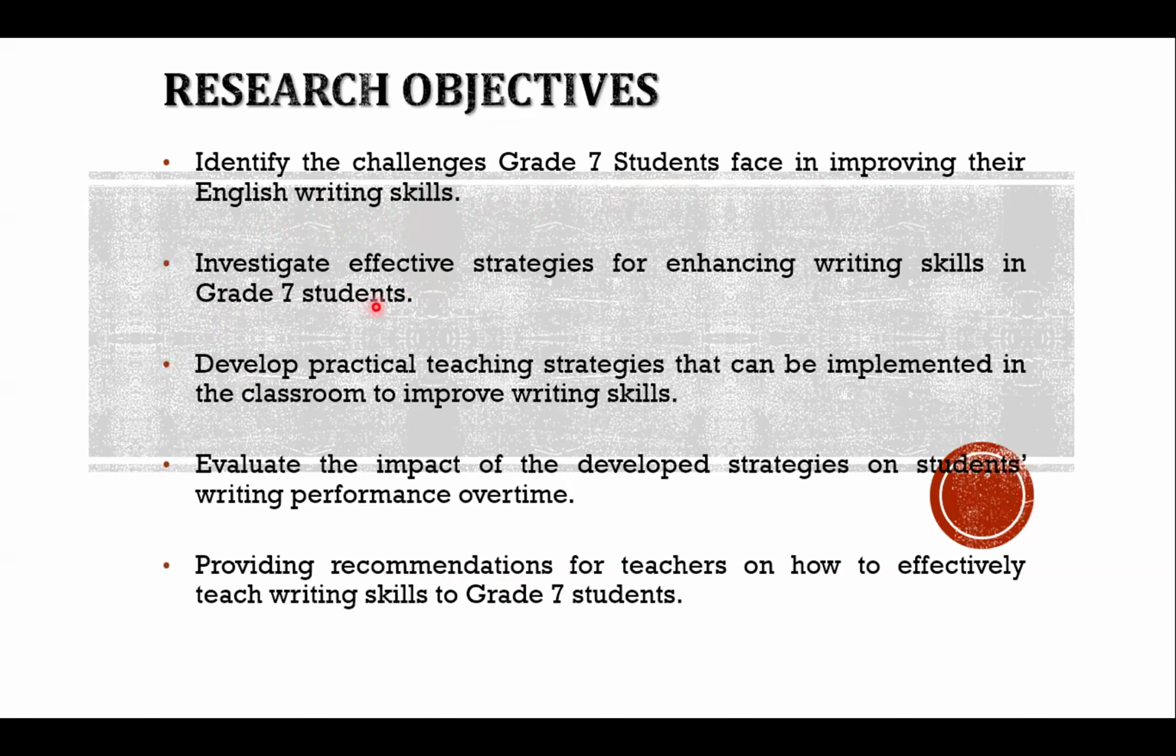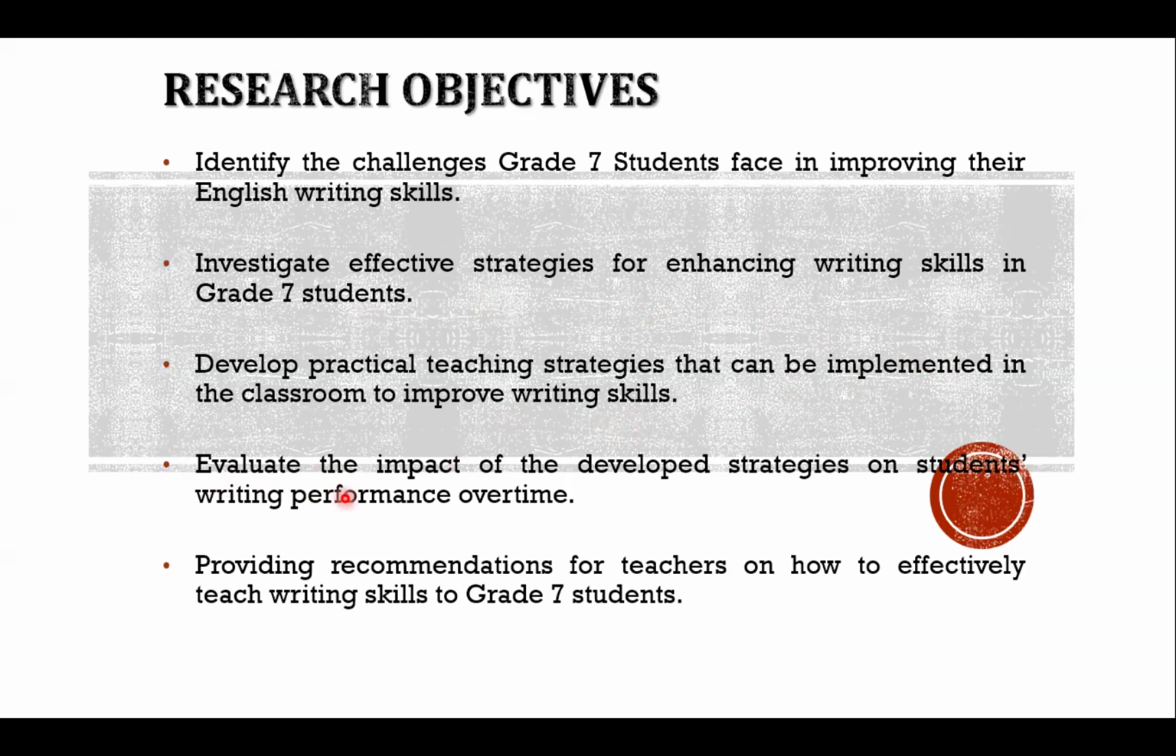And the second one, investigate effective strategies for enhancing writing skills in grade 7 students. So this objective aims to find strategies or methods that work well in making their writing better. And next one, develop practical strategies that can be implemented in the classroom to improve writing skills. So this objective means the research will focus on creating useful and realistic teaching methods that teachers can use in the classroom to help students improve their writing skills.